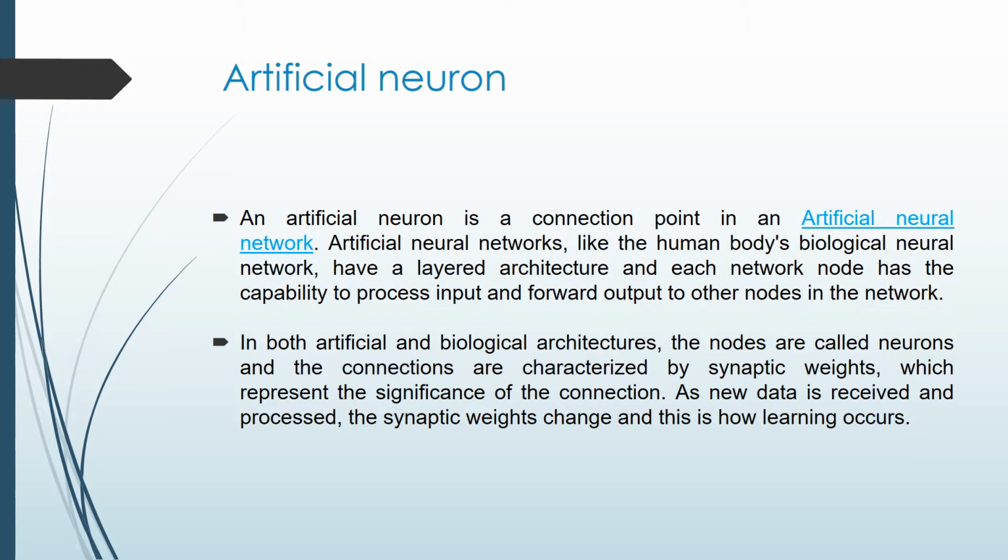In both artificial and biological architectures, the nodes are called neurons and the connections are categorized by synaptic weights, which represent the significance of the connection. As new data is received and processed, the synaptic weights change, and this is how learning occurs.